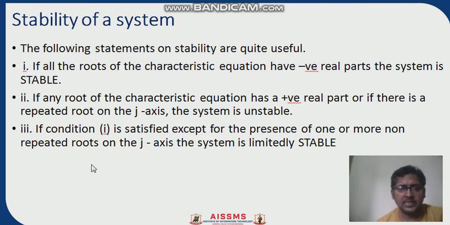Lastly, on the stability of a system, there are certain statements from which one can easily understand whether the system is stable or unstable. If all the roots of the characteristic equation have negative real parts, then the system is stable. If any of the roots in the characteristic equation has a positive real part, or if there is a repeated root on the j axis, then the system is unstable. If the first condition is satisfied except for the presence of one or more non-repeated roots on the j axis, then the system is limitedly stable.